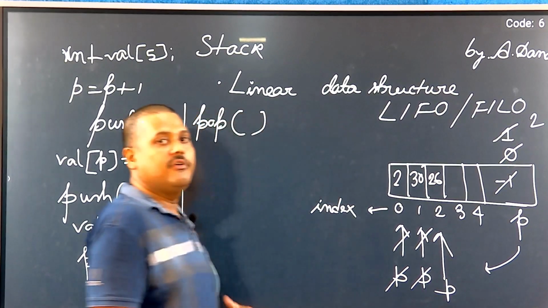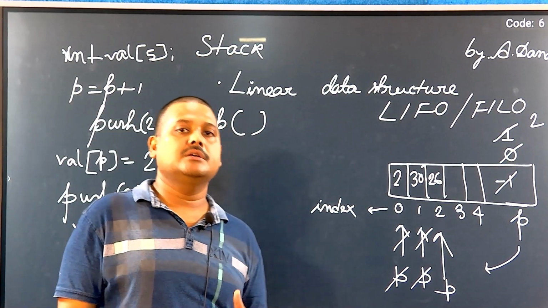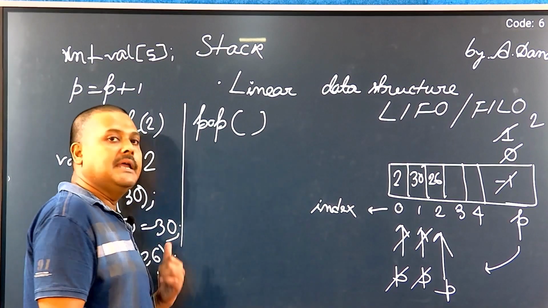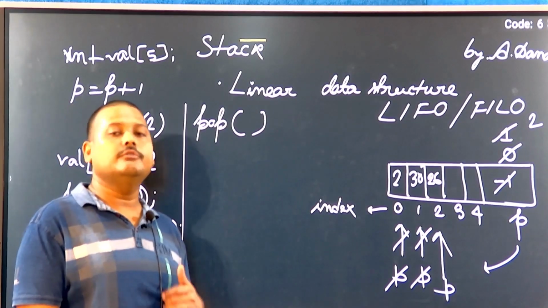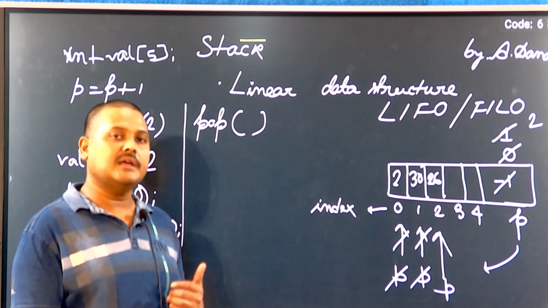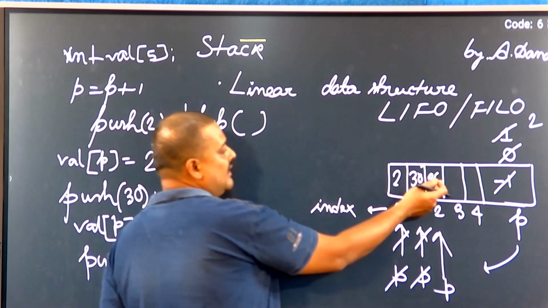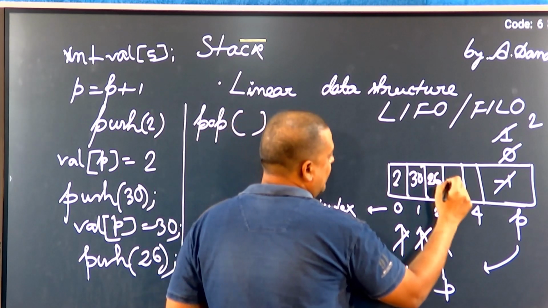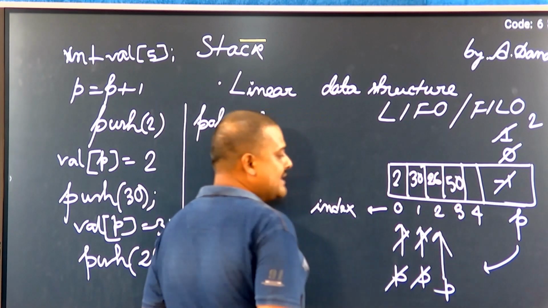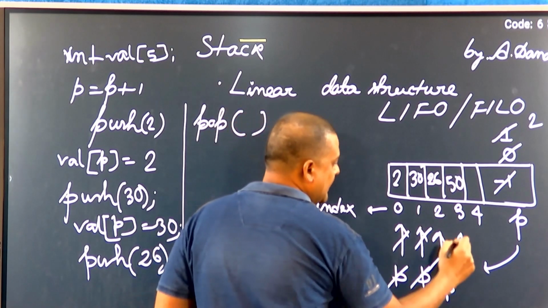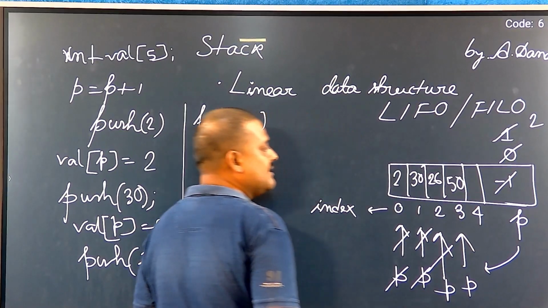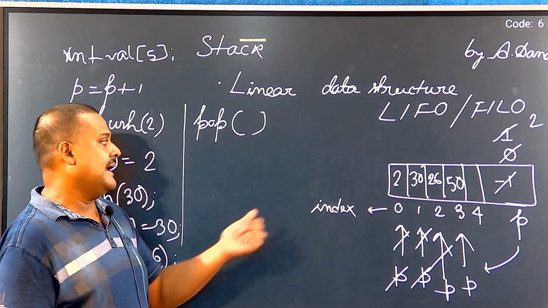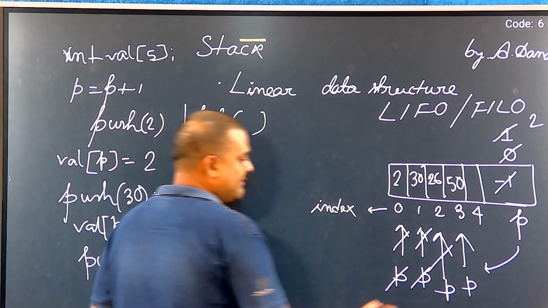This way, whenever we are trying to push some element, we will always increment the index value where we are trying to insert the element. We will insert here, and again if we are trying to insert, say for example, 50, first p will be incremented by 1, that means the index will be incremented by 1, and in that place we will insert the value.